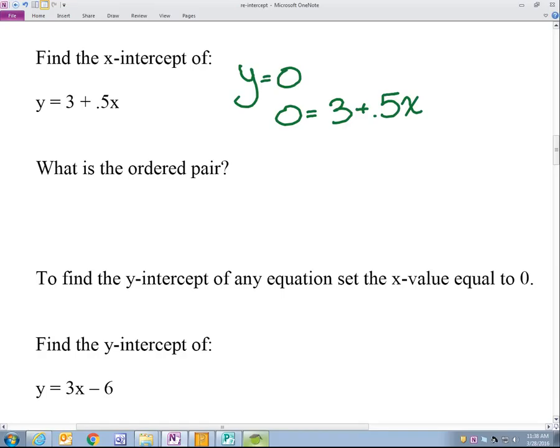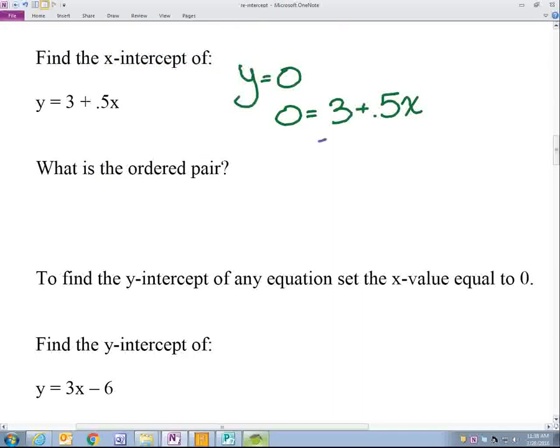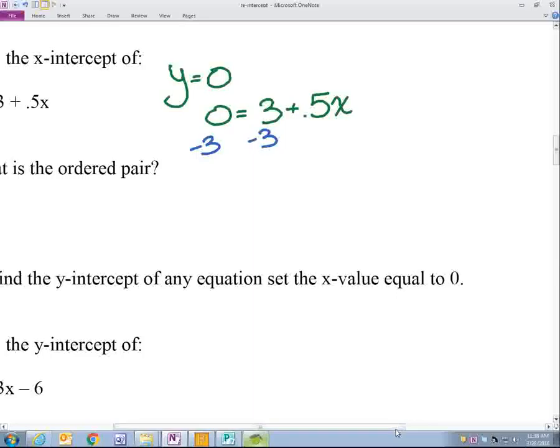So how do I make the added 3 go away? Subtract it. Now this here is a positive 3, so to make a positive 3 go away, I have to subtract 3. So I have negative 3 is equal to 0.5x. Then I have to divide by 0.5 because the inverse of multiplication is division. And whenever I divide by a half, it's the same thing as multiplying by 2.